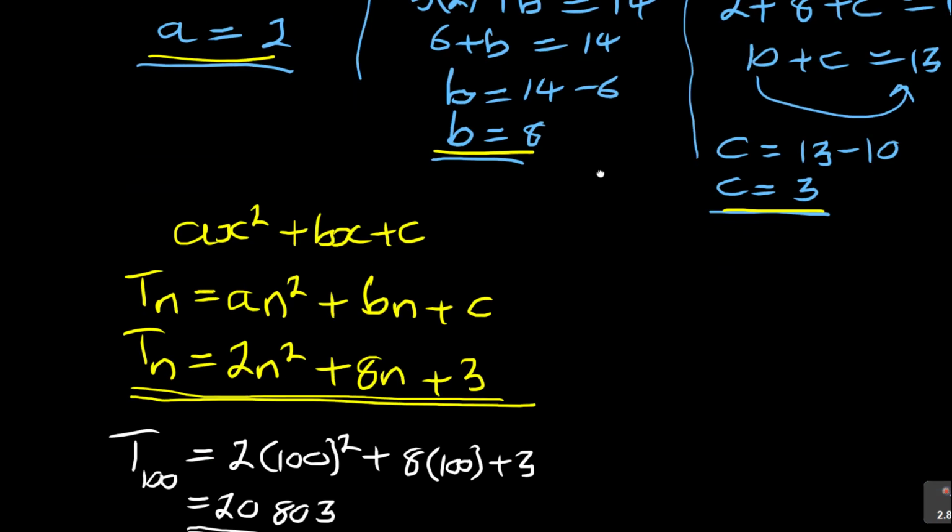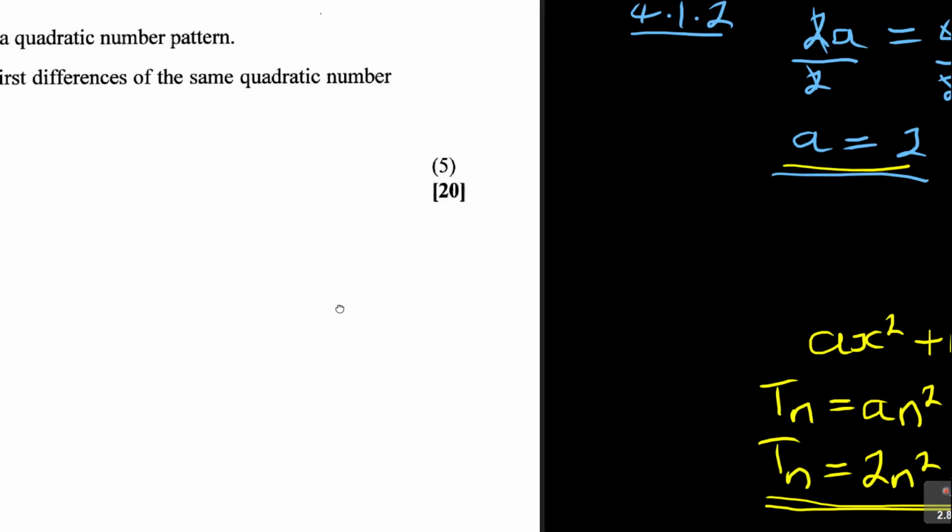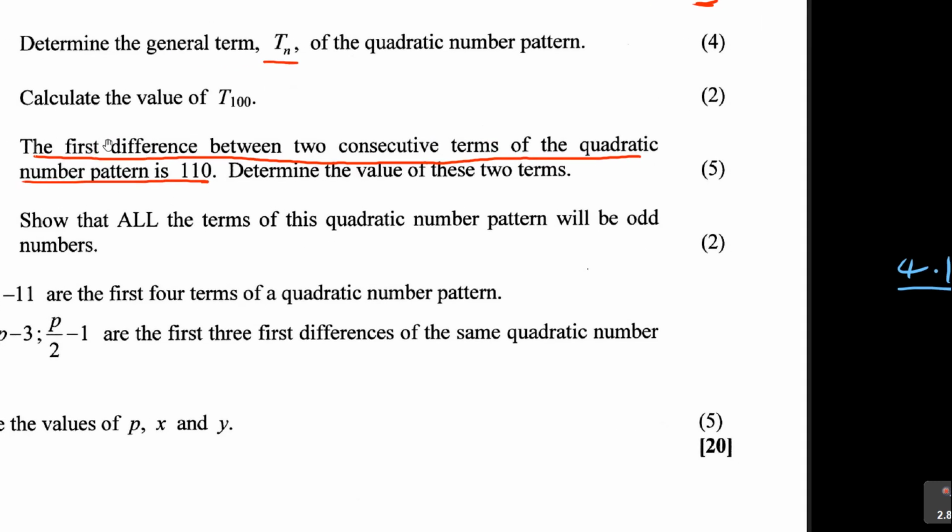So let's have it here as a sequence. So we have got what? We have 14, 18, and 22. Now let's pretend this was a new pattern. So whereby you have this as your T1, this as your T2, this as your what? As your T3. So what are they saying here? They are saying the first difference between the consecutive terms of the quadratic pattern is 110. Determine the value of these two terms.